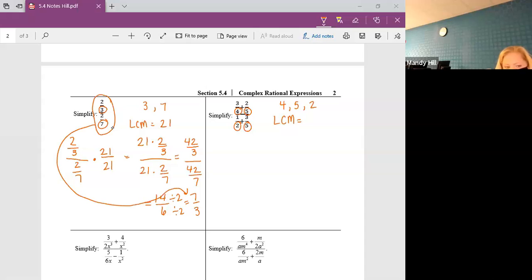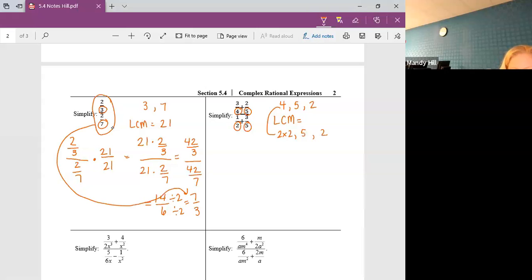4 is not prime. It needs to be listed as 2 times 2, so 4 is 2 times 2. 5 is already prime. 2 is already prime.